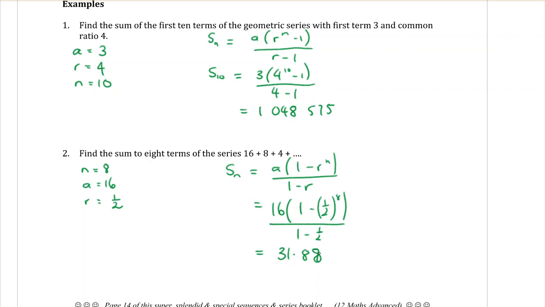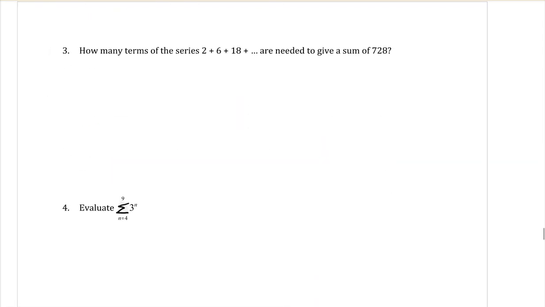All right, question 3. How many terms of the series 2 plus 6 plus 18 plus so on are needed to give a sum of 728? So here's where we start doing things a little bit differently. We're trying to find something else in the formula. We're trying to find n, the number of terms. So A is 2, R is 6 divided by 2, which is 3. I don't know n, that's what I'm trying to find, but I do know the sum of my terms. I want it to be 728.